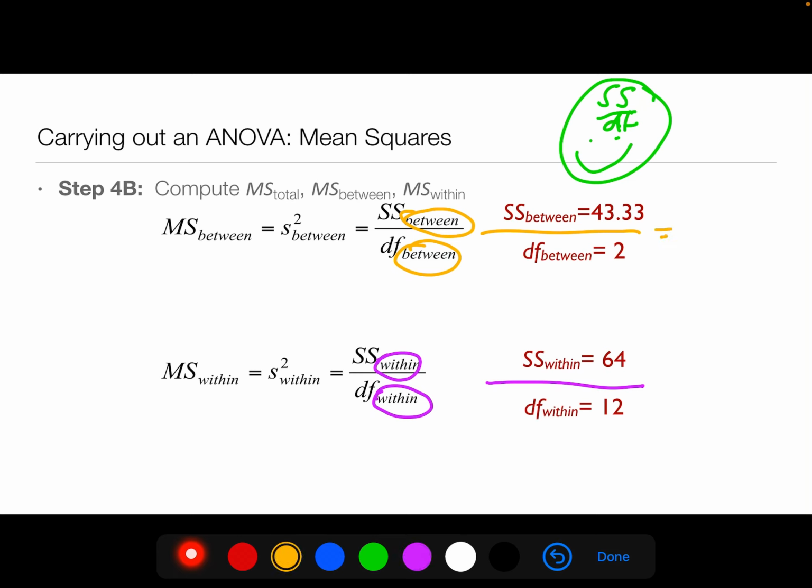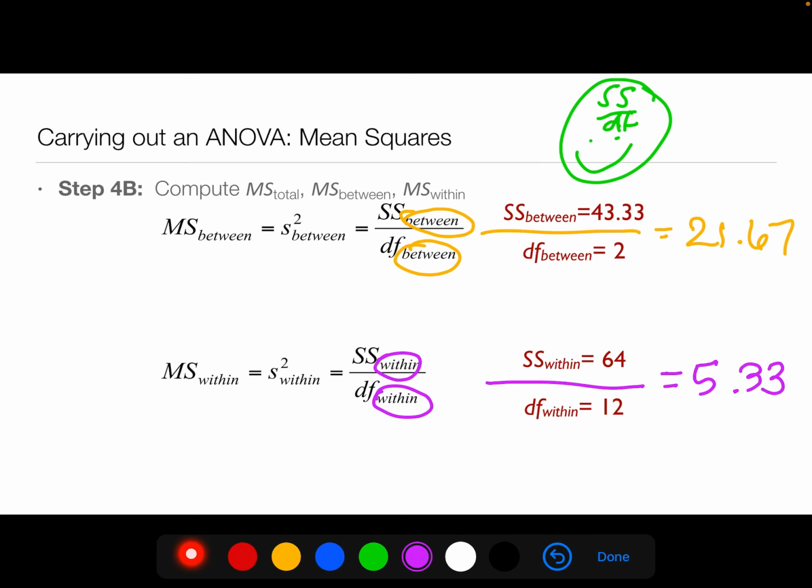So our mean squared between then is going to be 21.67 when I do that math. My sums of squared within, 64 divided by 12, will give me 5.33.